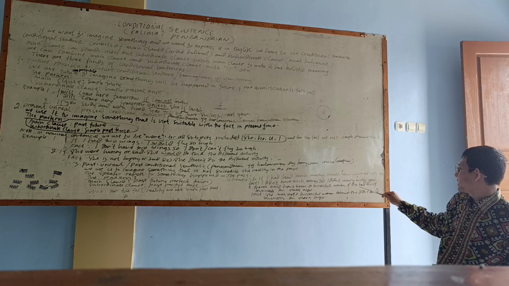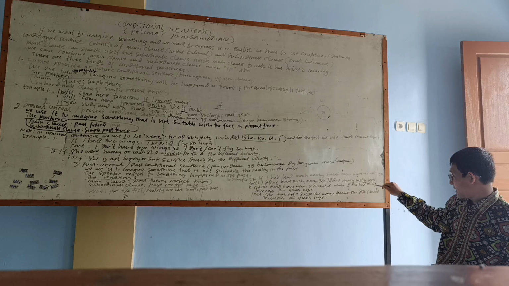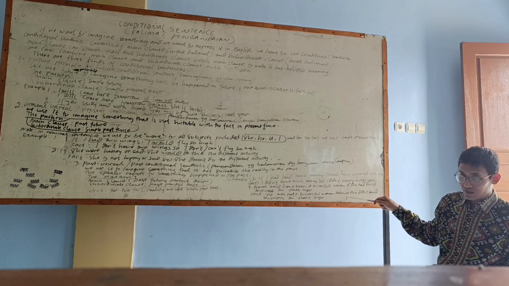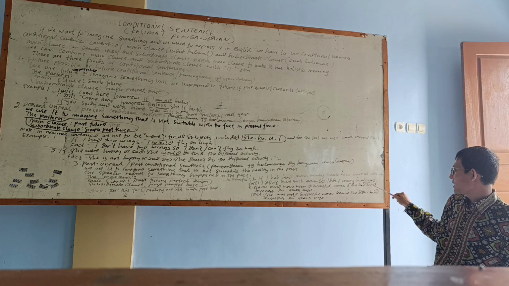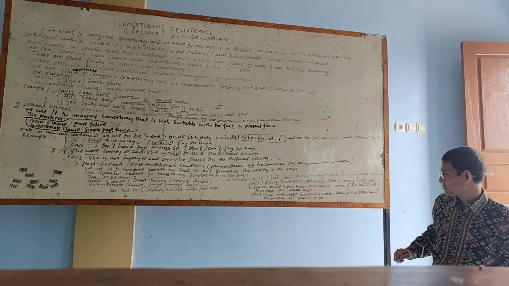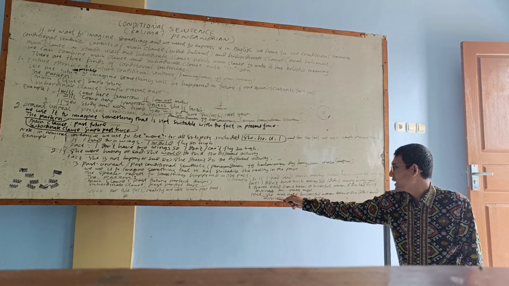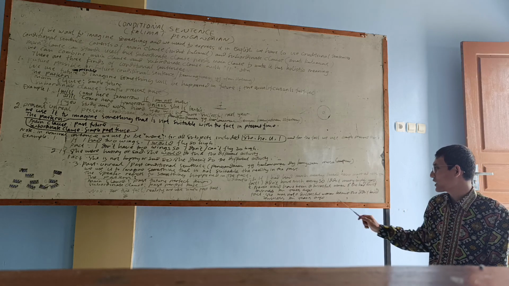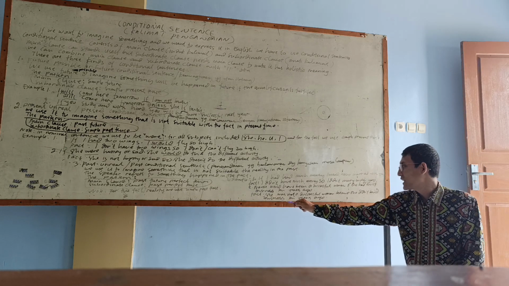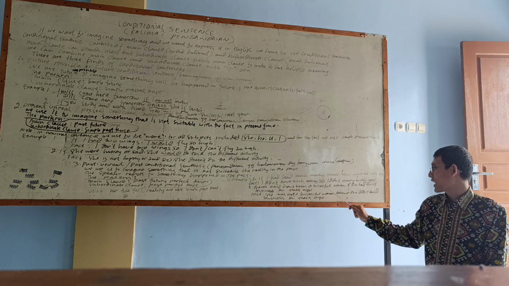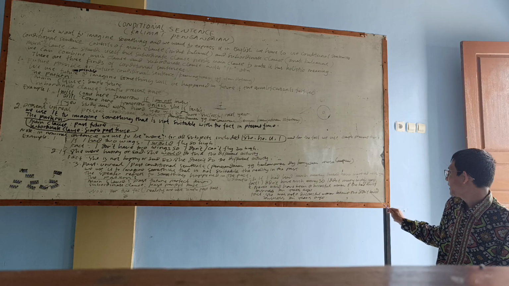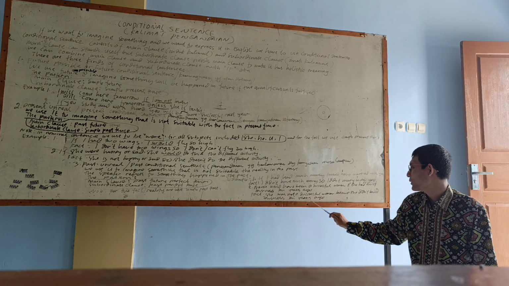She had built. This is past perfect. Use had, and from will, past participle, verb 3 after had. Come on. And the fact is, she was not a successful woman because she didn't build a business 10 years ago. Dia bukan seorang wanita yang sukses, karena dia tidak membangun bisnis 10 tahun yang lalu.